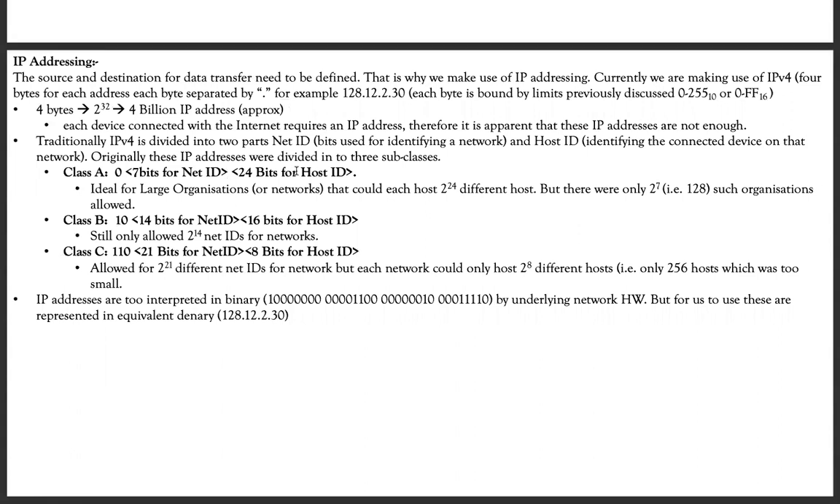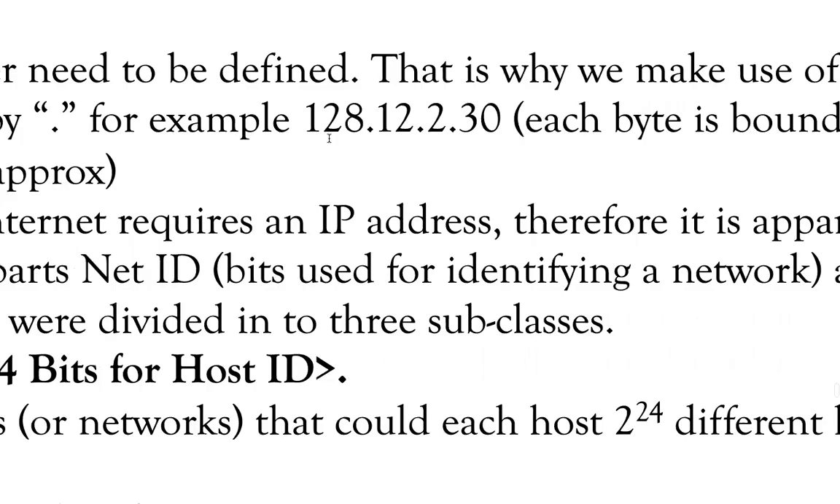The basic structure that we started IP addressing with was IPv4, and we're still currently using IPv4. IPv4 means that the whole address is 4 bytes, and the individual bytes are separated by dots. This representation that you can see here is an example of an IP address, and this is known as the dotted decimal representation.